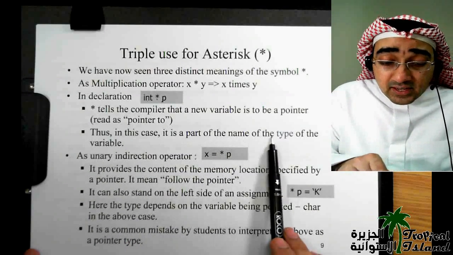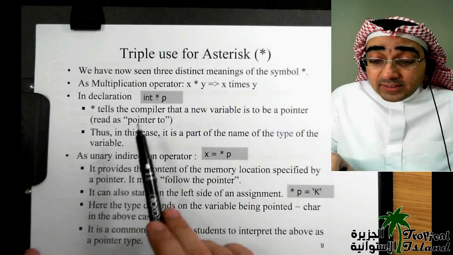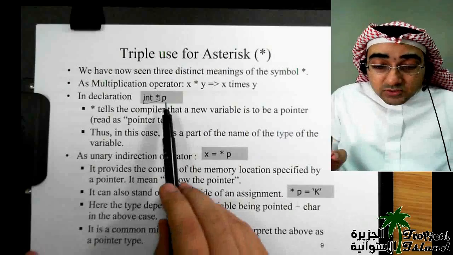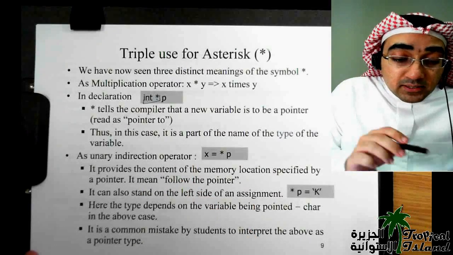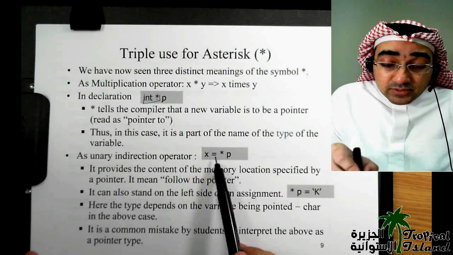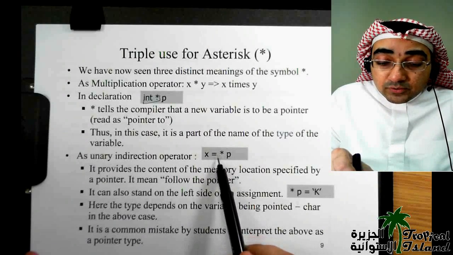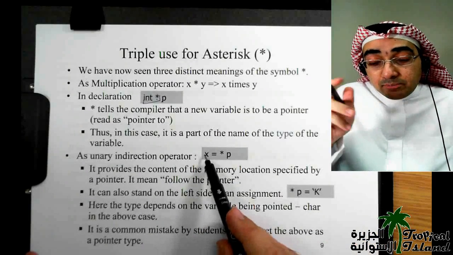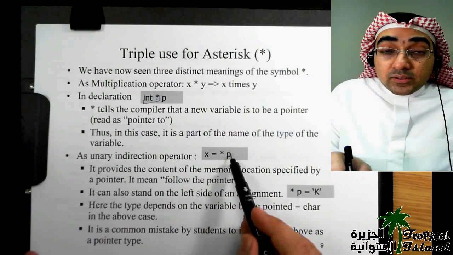Thus, in this case, it's a part of the name of the type of the variable. Okay, so it's actually the name of the type of the variable. That's why the variable name is p, and its type is integer pointer. It could be used as a unary sign when you say x is equal to *p. This is the value that's pointed to by p, so go fetch the value that's been pointed to by p and store it in x. This is what this line is saying.